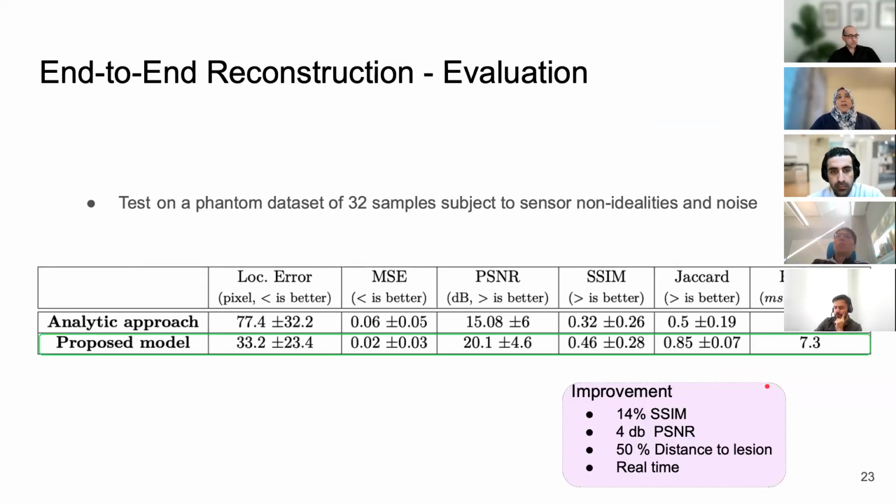Quantitative results on the phantom data set show an improvement of about 50% in terms of lesion localization error, as well as improvement in terms of similarity, where we gain about 1 order of magnitude in terms of speed of reconstruction.